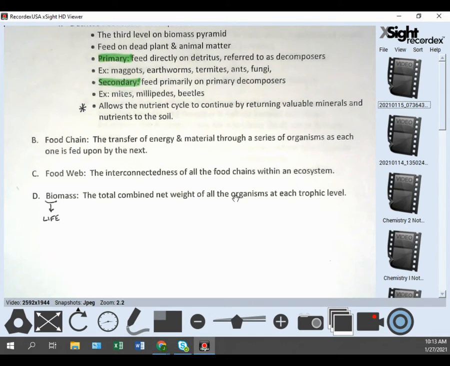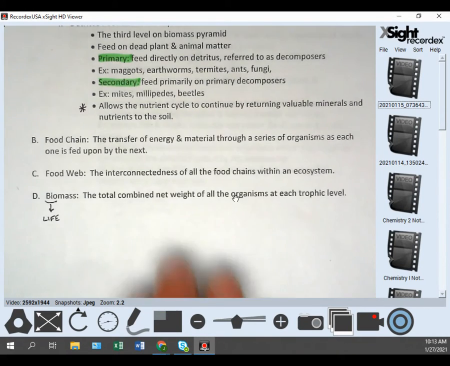So we know what a food chain is, though. Grass is eaten by a rabbit. The rabbit is eaten by a hawk. A hawk is eaten by a coyote. The coyote is eaten by a bear. That's a food chain, right? One animal eating another, exchanging energy. Okay. Now, a food web.